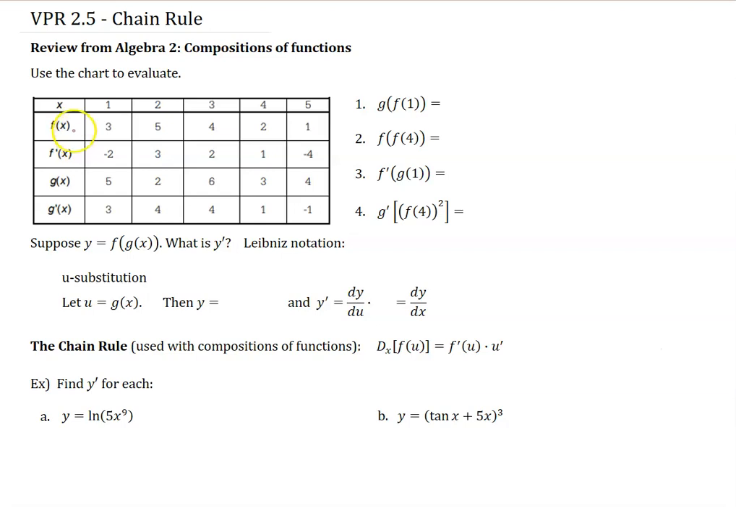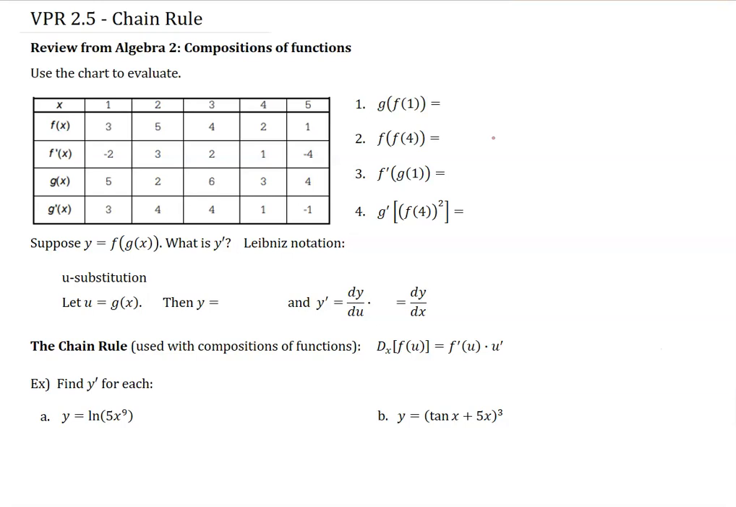All right, we've got a chart here that gives some values for x, 1, 2, 3, 4, 5, and then values for f of x, f prime of x, g of x, and g prime. So looking at these four on the right, pause the video, use the chart to evaluate each of these, and then hit play and see if you get the same thing that I do.